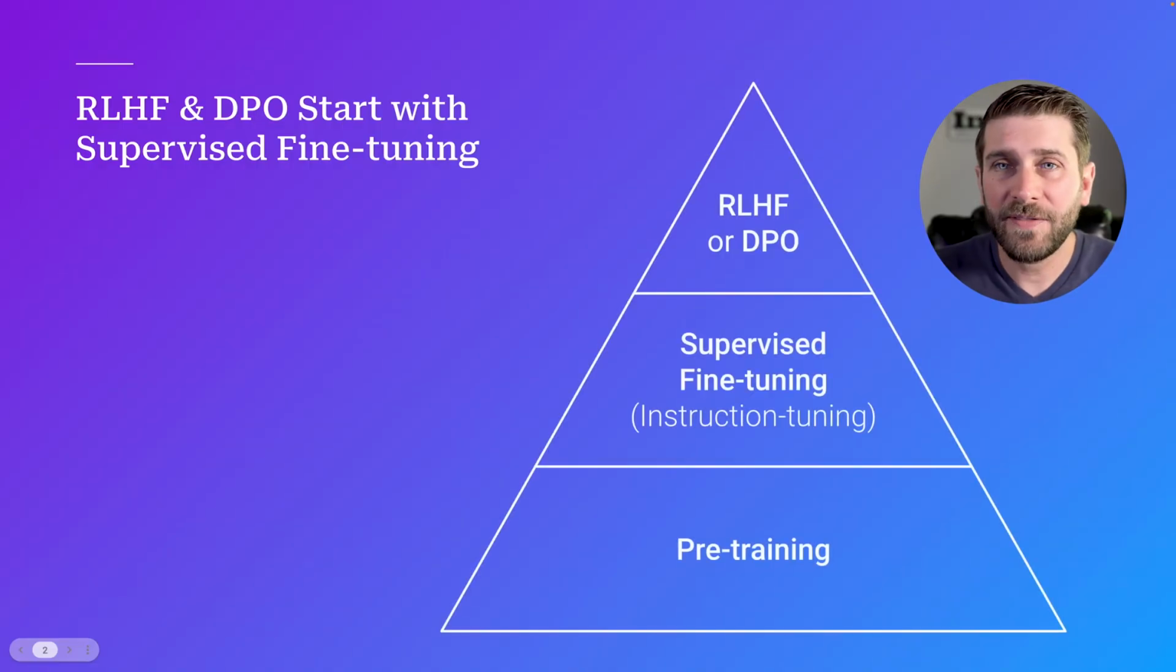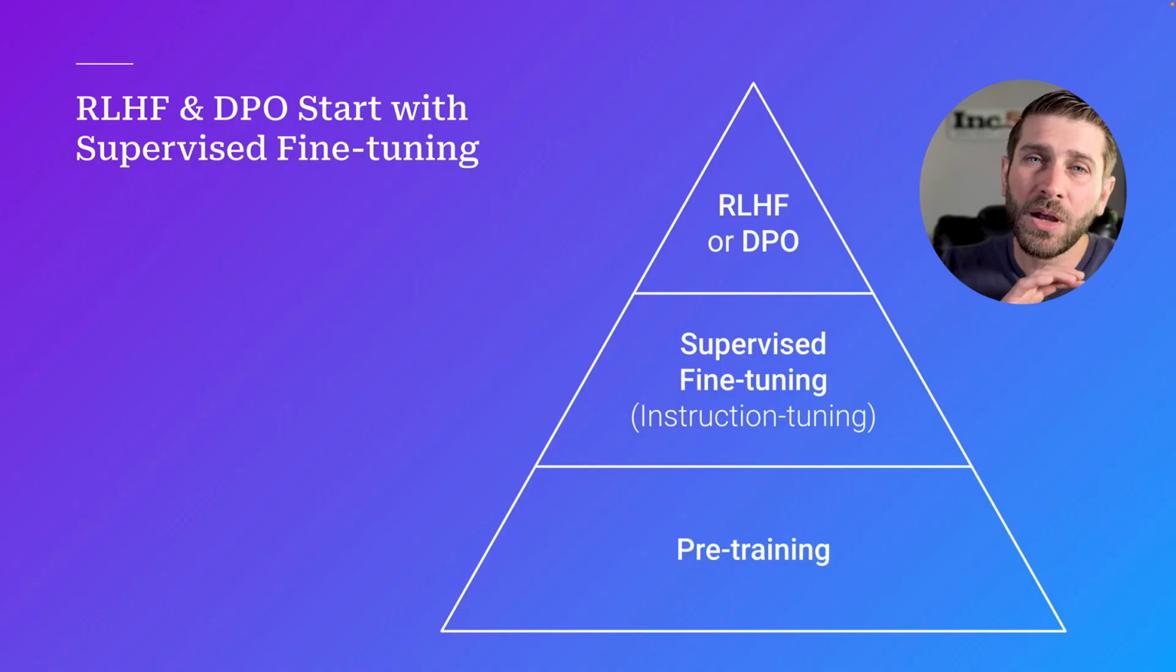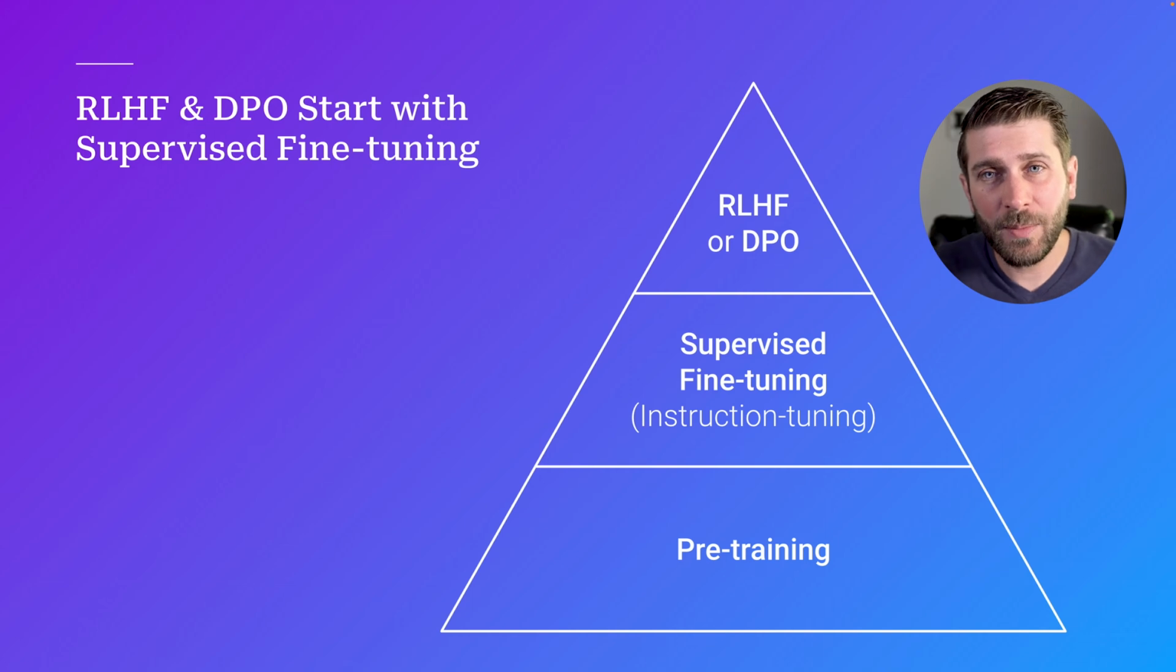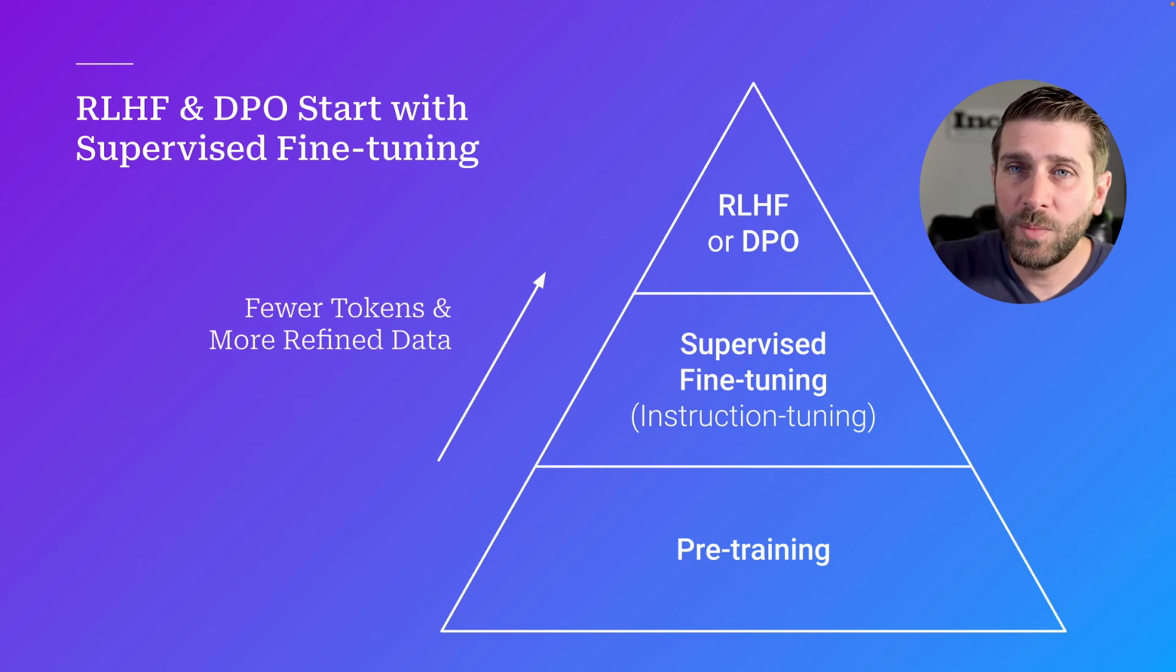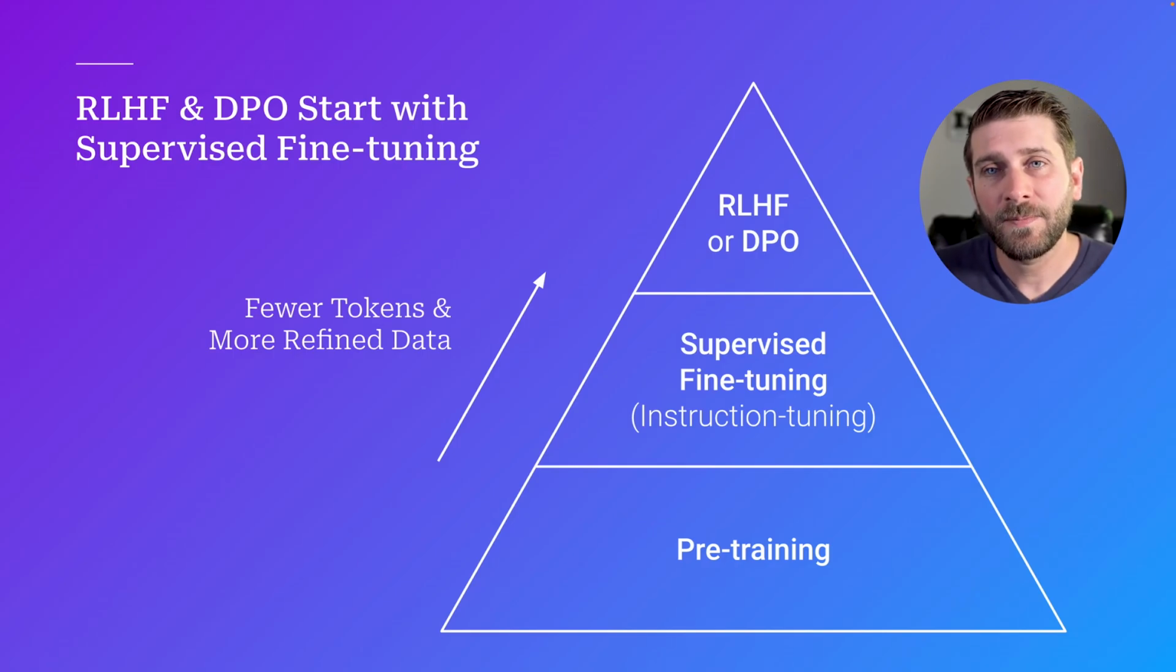AI engineering projects. I'm going to start with this little graphic that shows you how a model starts with pre-training, and then we do supervised fine-tuning on top of that to turn it into a chat model. At the very top, these are the final steps. And as we move up this pyramid, we're using fewer tokens and more refined data. So that's really what you need to have, a strong foundation of a model to start with. And then you can apply these techniques to really optimize them and just make them that much better.